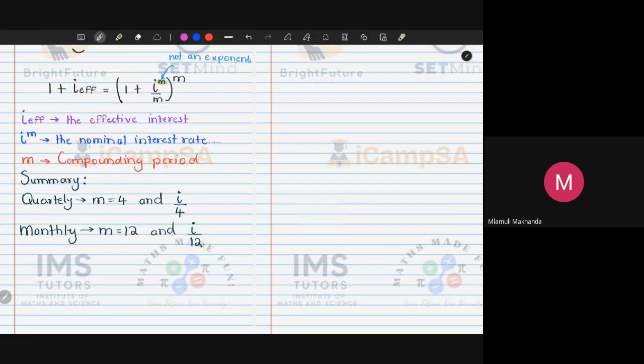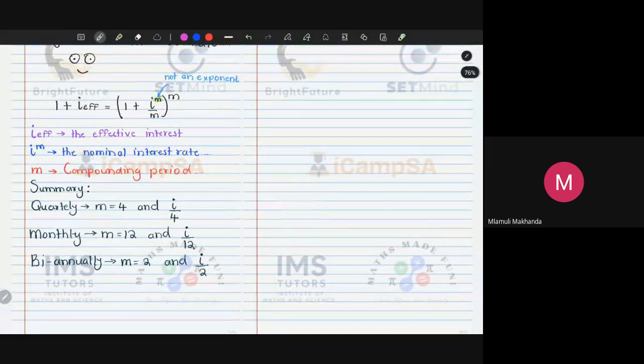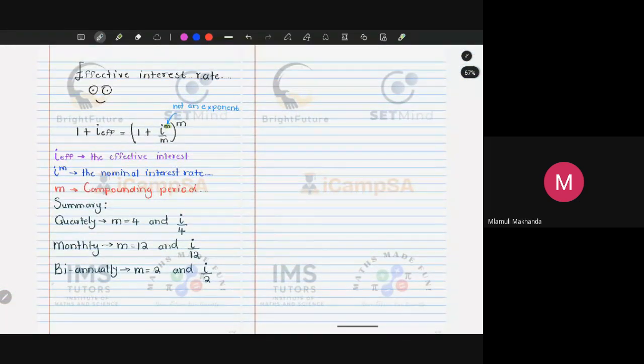And then they will at times use the term biannually. If you guys remember, biannually means twice a year. So our compounding period will be 2, which means wherever we see our i, we will divide it by 2. That would be when they use the term biannually. But equally so, they can use the term, guys, semi-annually.